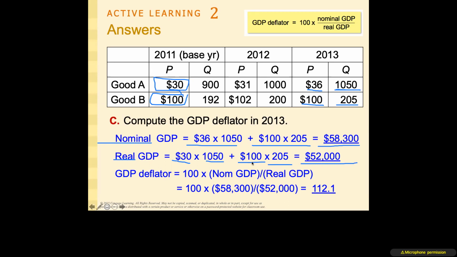Now, how do you calculate the GDP deflator? Here's the equation right up here. We need the nominal. For the year, the nominal was this number here. Put that there. And I need the real. Now I've got the GDP deflator. So I have now calculated the inflation rate in 2013 as 12.1% using the GDP deflator.